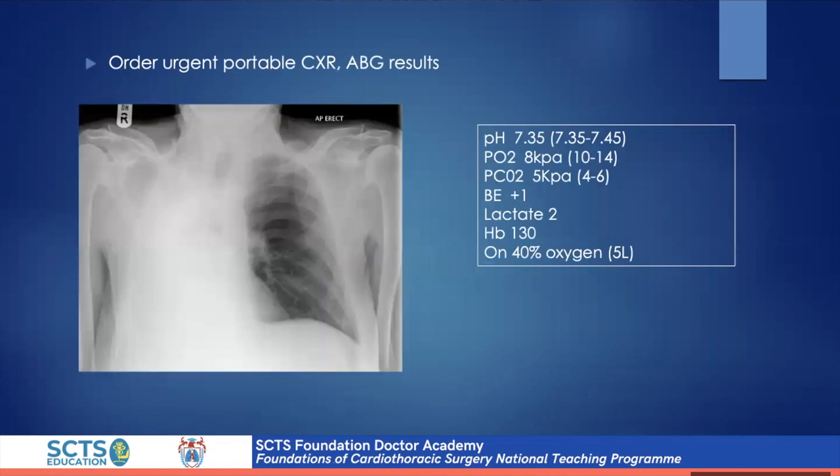So these are the results that you obtain. Anybody want to describe what we see on the chest X-ray and the gas? A complete whiteout of the right lung. Yeah, going straight to the point. There's a whiteout of the right lung. That's great. What do you think about the airway? The trachea is deviated. Yeah, the trachea is deviated towards the right side, isn't it?